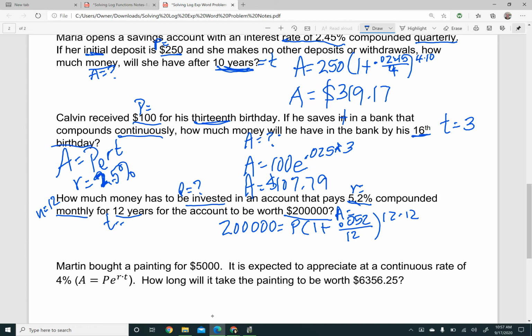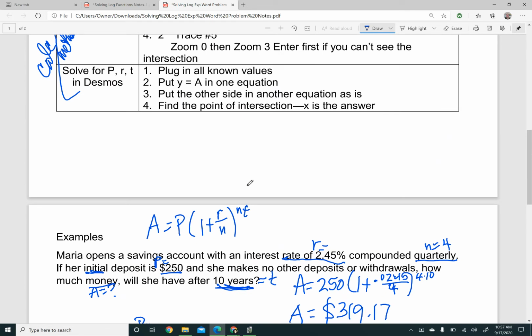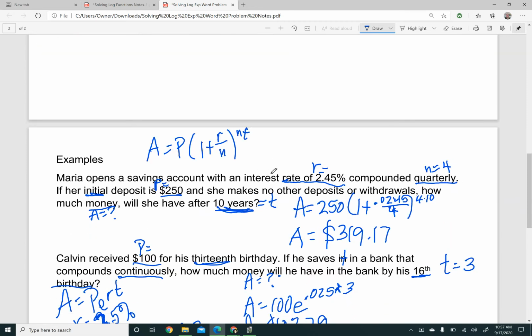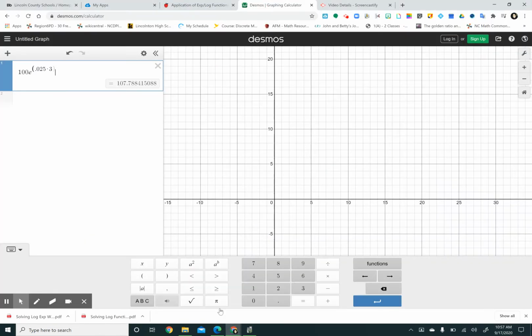Now, when we're solving for P, what does it say we're supposed to do? Well, if we look up here, it says when we solve for P, plug in all our known values, put y equals a in one equation, and put in X or whatever variable. It's just easier to use X as our variable, okay, for P. So we're going to put that right into our Desmos equation. So we're going to clear this out. We know that A is 100,000.